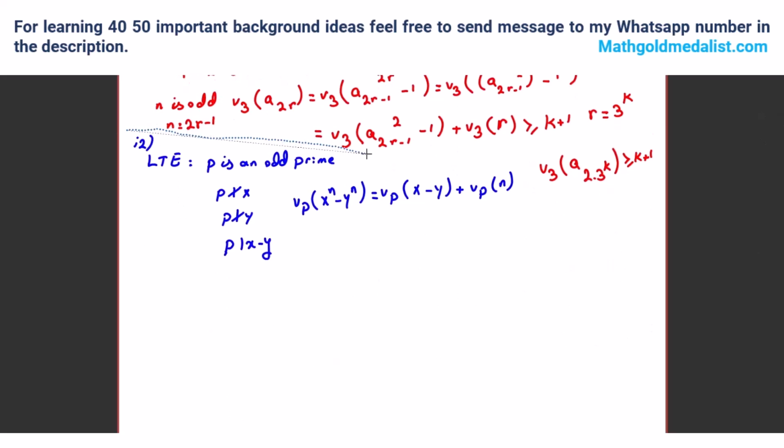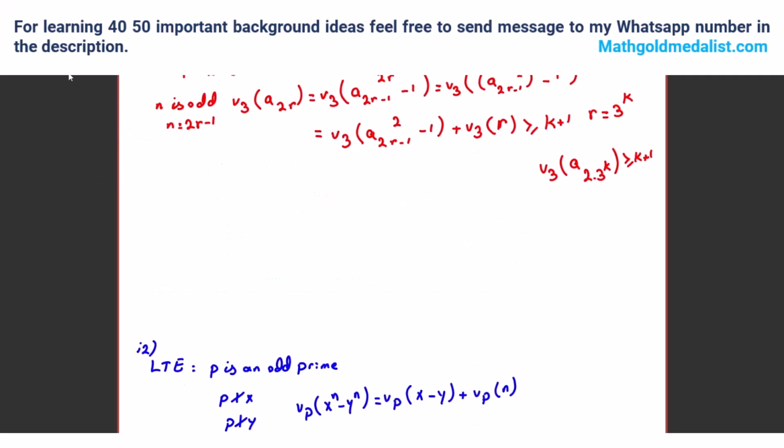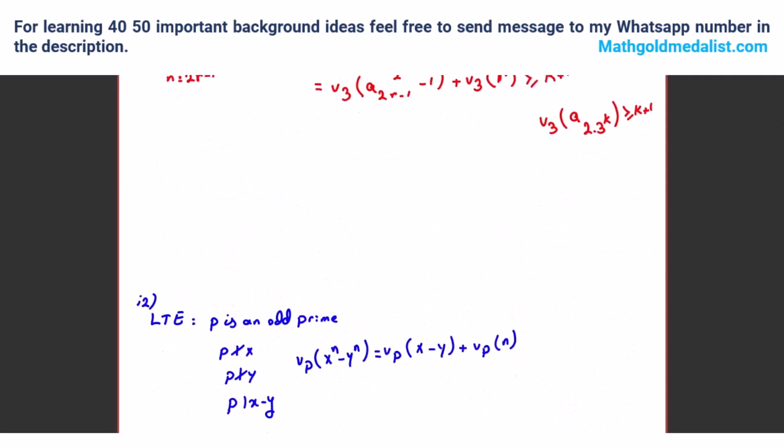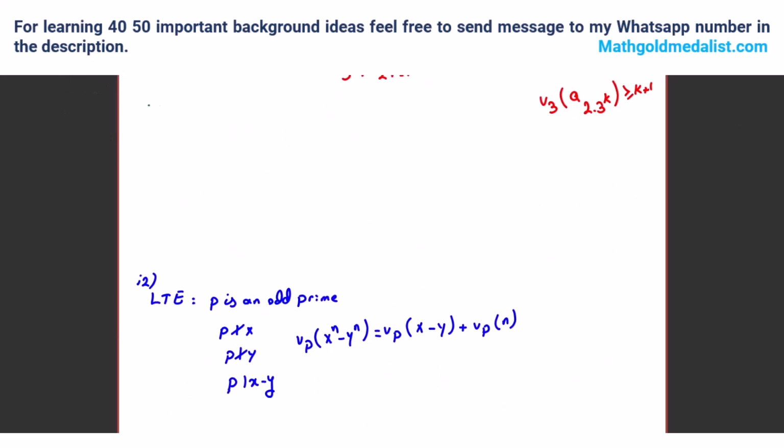Now let's check another number. We can try to generalize it, but let's also check p = 5 to see what we can say. Again, if we consider our numbers, the first number is 2. So for p = 5, the first one is 2, the next one is 2 squared minus 1, which is 3. The next one is 3 cubed minus 1, which is 26, like this.